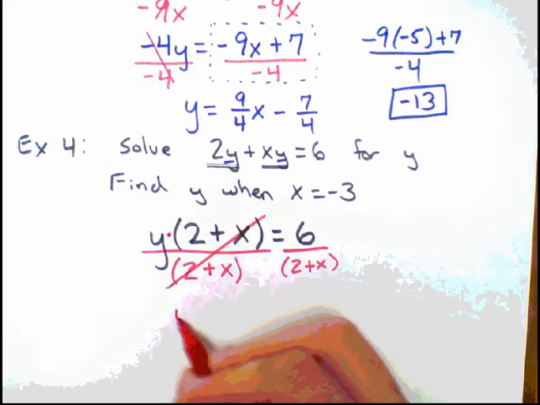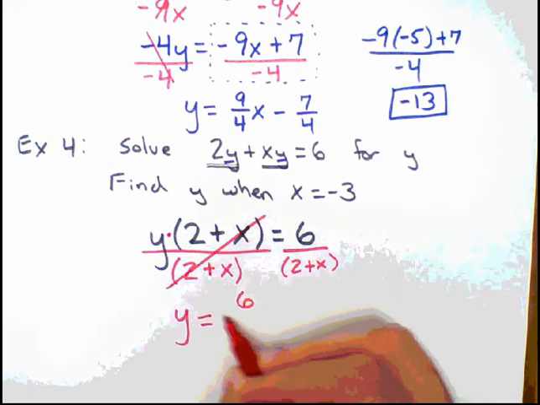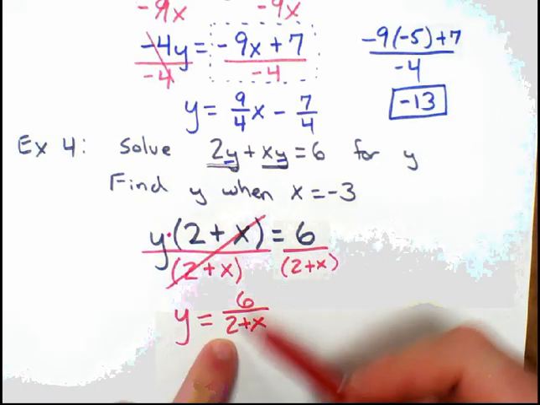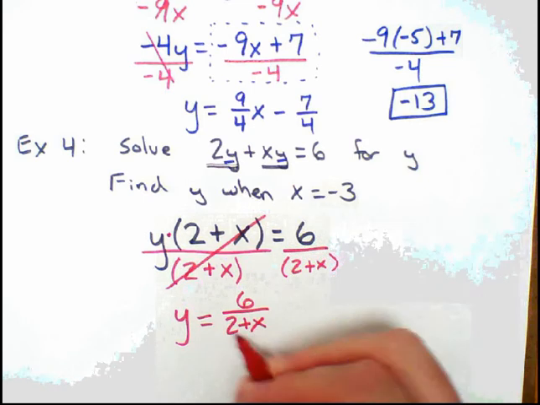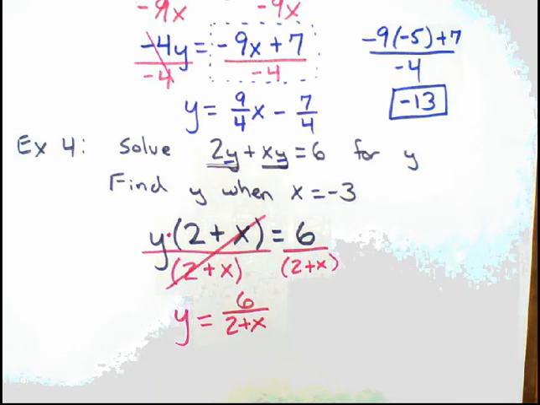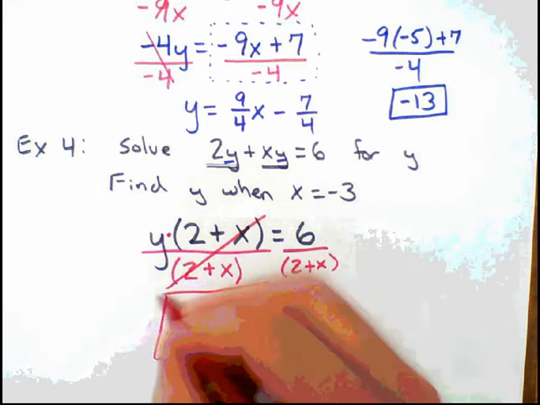So your answer is y equals 6 over 2 plus x. And don't make the mistake of trying to divide 6 and 2 to get 3. This 6 is being divided by the entire 2 plus x, not just the 2. So this is your final answer for the solution.